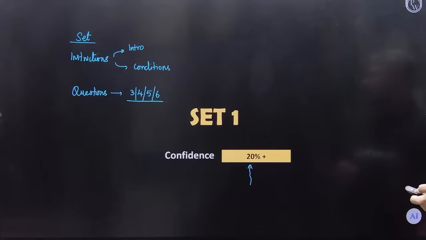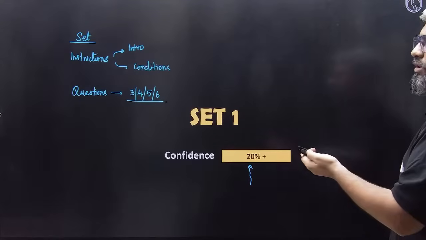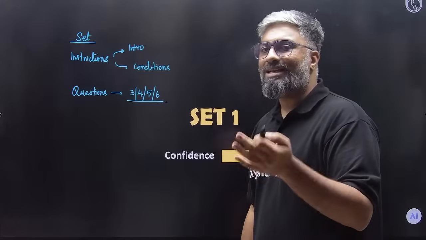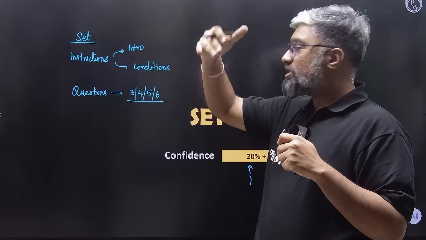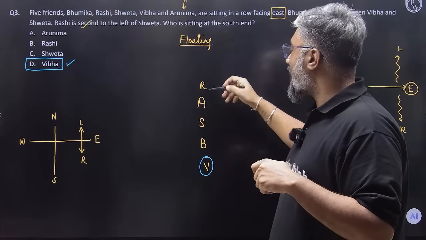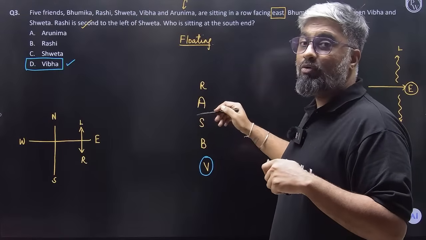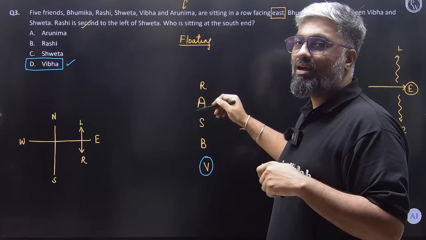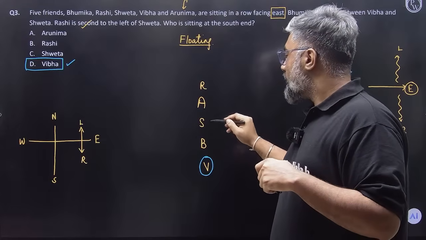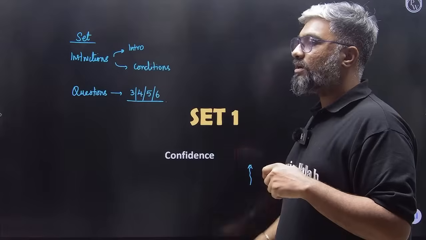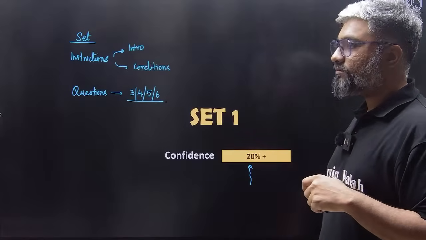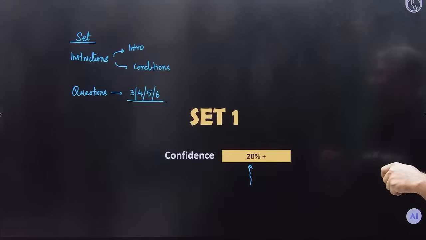What if Shweta would sit in the south? We know that wasn't possible. Shweta sitting in the south would mean Bhumika is between Rashi and Shweta. But Bhumika is not between Rashi and Shweta, right? Bhumika is between Shweta and Vibha. So that did not work out. That's why it went in vain.